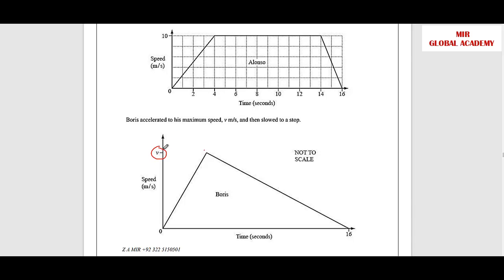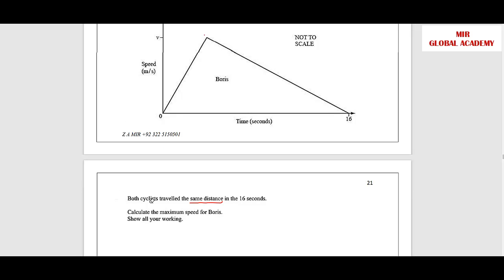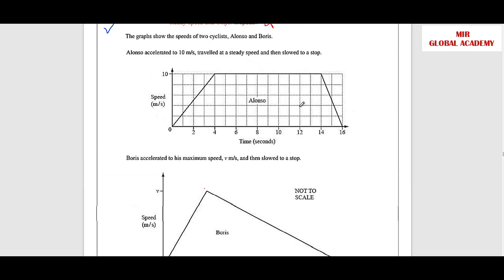So there is only one unknown. We must have one piece of information in the question, and that is given: both cyclists traveled the same distance in 16 seconds. So we will calculate the distance of both of them. It is a trapezium. So we have to calculate the area of this trapezium because we know that in a speed time graph, area is basically the distance covered. So the area of this one, just finding the area of the trapezium, is 130 meter. So the distance covered by Alonso is 130 meter.